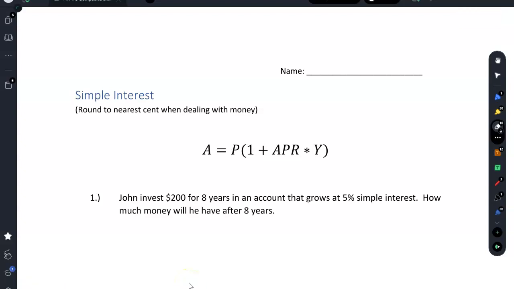Okay, in this assignment, we're going to look at three different types of interest. We're going to do simple interest, compound interest, and compounded continuously. Each one of these has a unique equation or a unique formula to use. And we're going to start with simple interest.